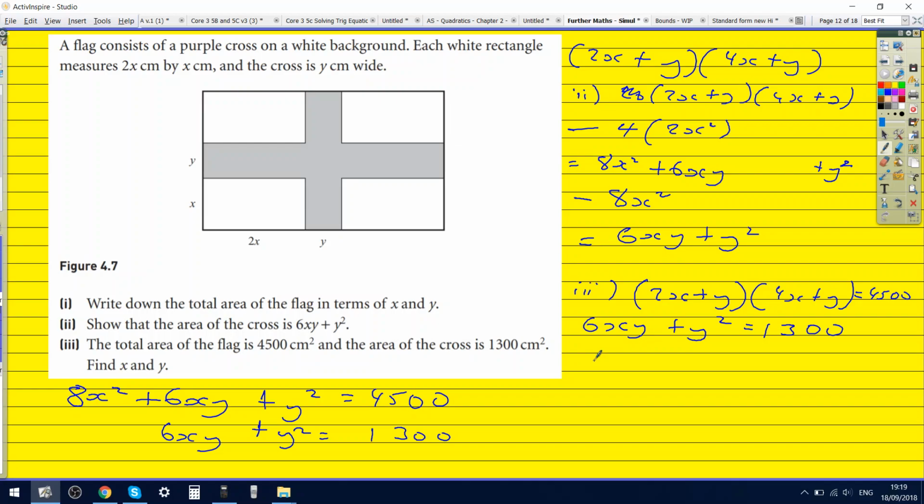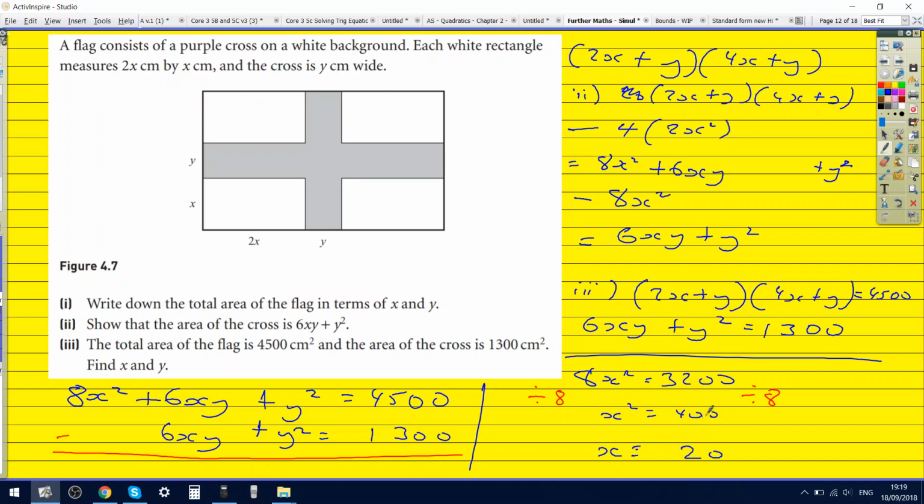So 8x squared, if we minus these two, it's 3,200. x squared is 3,200 divided by 8, and that will give us 400. x squared is 400. Then x is just the root of 400, which is 20, I believe. 20 squared gives you 400. Okay. x is 20.